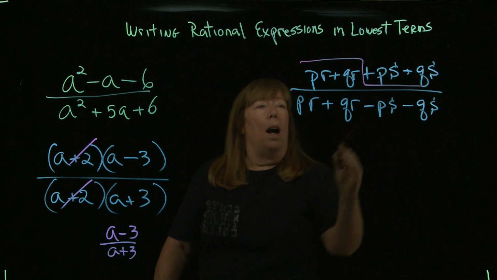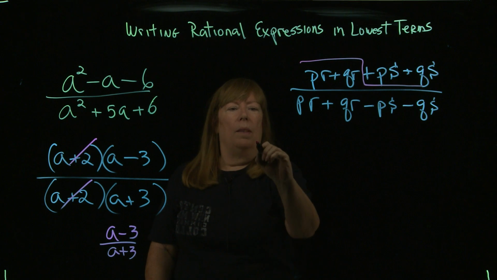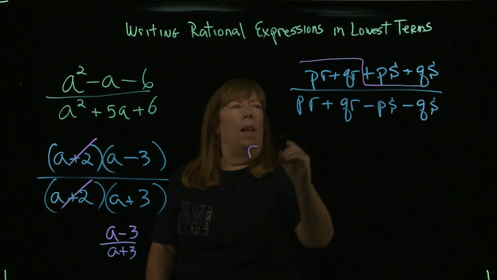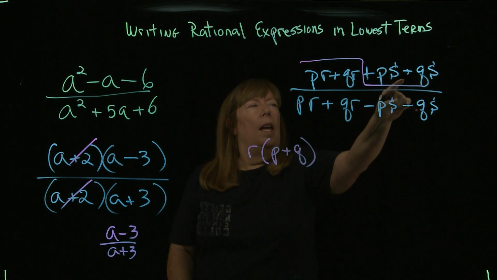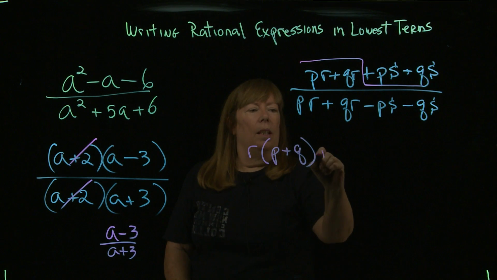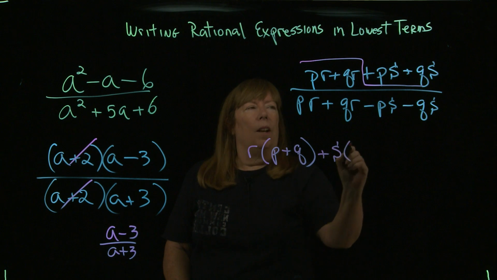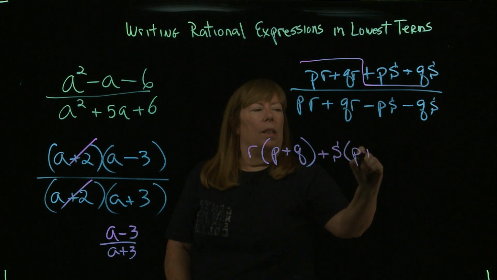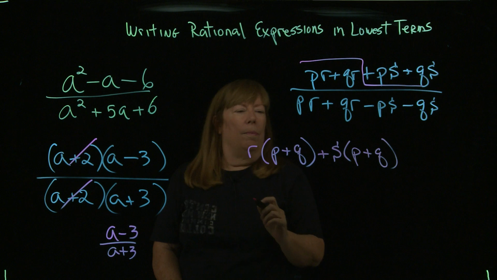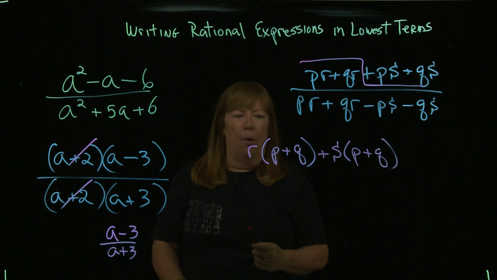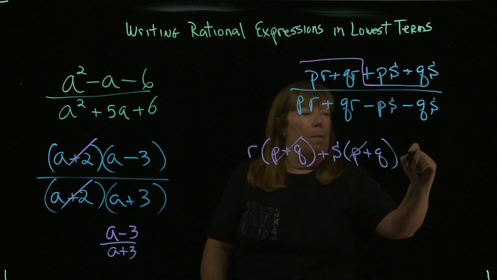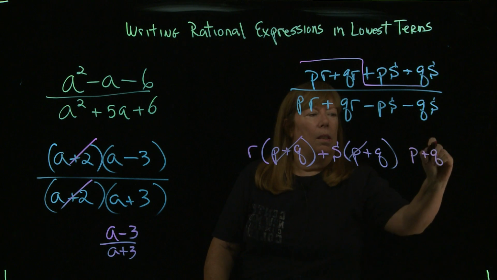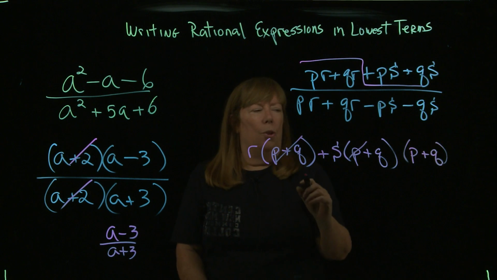So I'm going to take the top, and what does that have in common? They both have an r. If I take the r out, what's left? P plus q. And over here, what do they have in common? An s. If I take the s out, what's left? P plus q. Okay, do you remember factor by grouping and how it worked? If you have these things in common, you can factor them out, and you can scoop up the rest.